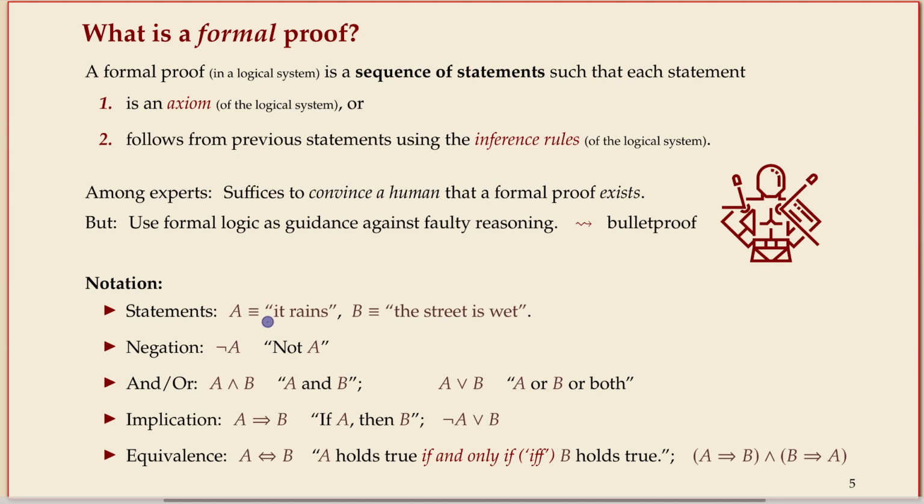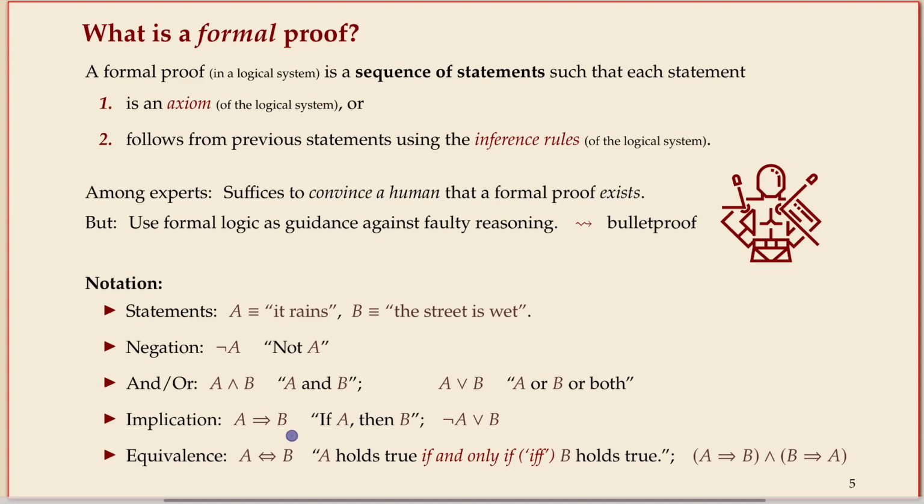Then we can take such a statement, we can negate it, not A, so it does not rain. If you formulate it in proper English, not it rains. You can take two statements and put an and between them, which means they both have to be true. You can put an or between them, which means either of the two can be true or both. It's not an exclusive or. A or B could be it rains or the street is wet or both. Just want to be clear about that.